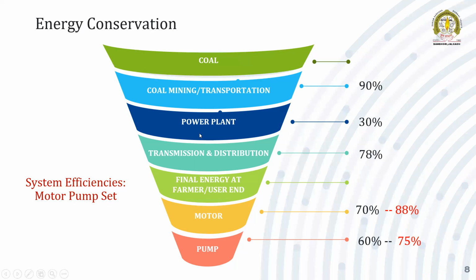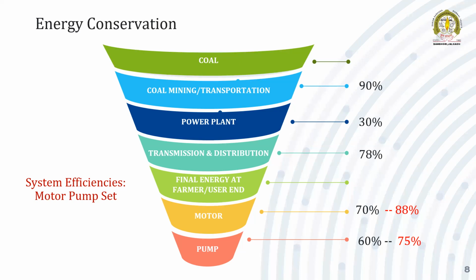Now, once the power is generated in the power plant, it gets transmitted and distributed through the network. The efficiency of the transmission and distribution network, the primary and secondary lines, is 78%, meaning nearly 22% of the energy is lost. That loss may be power loss or theft, that is, economic and technical losses. Now, this is the final energy which the user gets at the doorstep.